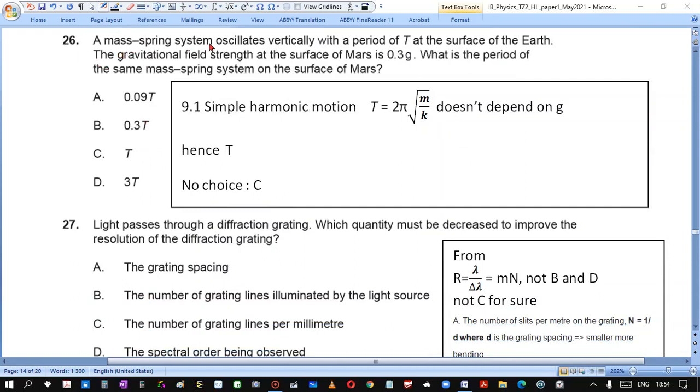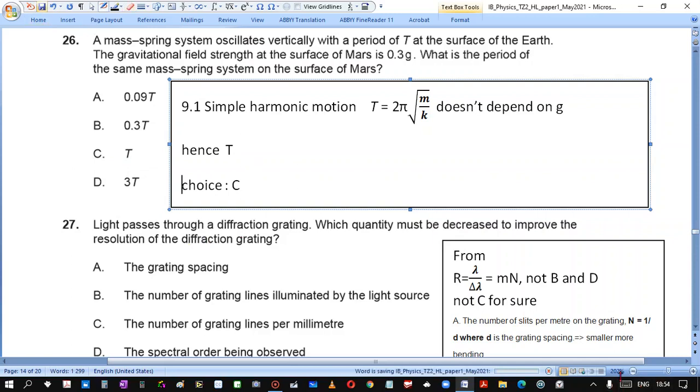Question 26. A mass spring system oscillates vertically with period T at the surface of the Earth. Gravitational field strength at the surface of the planet is 0.3 g. What is the period of the same mass spring on the surface of the planet? The formula from the booklet tells us that it doesn't depend on g, so the period is the same. Choice C.